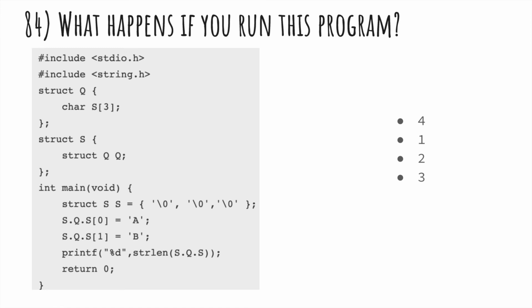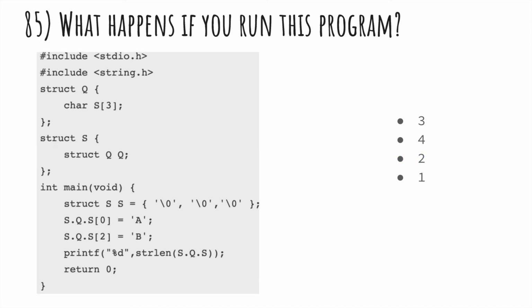We're looking for the string length of s.q.s. So s.q.s of 0 is A, and s.q.s of 1 is B. So because there's only two letters here and they're next to each other, the string length is 2. How about the next problem? Very similar. However, there is no s.q.s of 1, so it assumes it's a backslash 0. So it assumes the length is only 1 because it doesn't see the location of where B is.